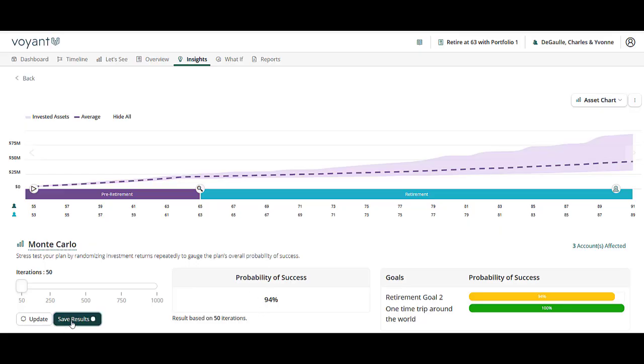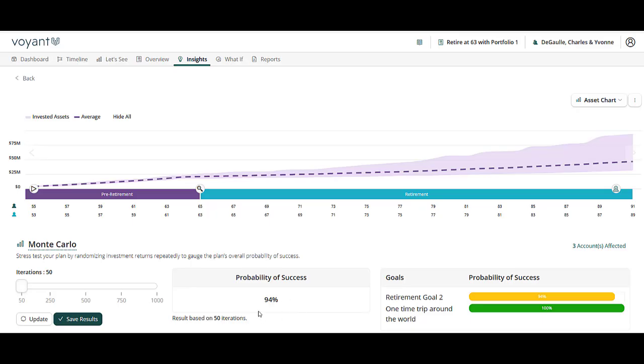So we can save these results and those will be saved the next time we come back to this simulation, and we can also then run a report for this simulation later. A couple things to remember about the Monte Carlo simulation is you do need to have your assets in an asset allocation for the simulation to be able to run.